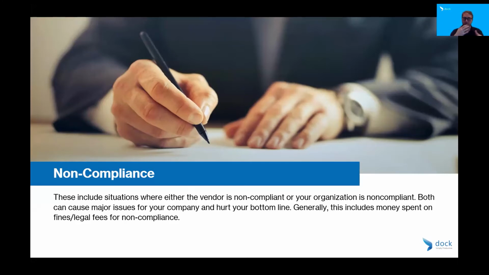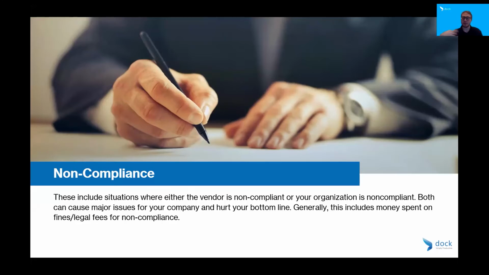This can also cause situations where you have to get a lawyer, contact attorneys, get that information, and essentially spend money on that, on arbitration, going to court, any sort of lawsuits. Those can be major issues.